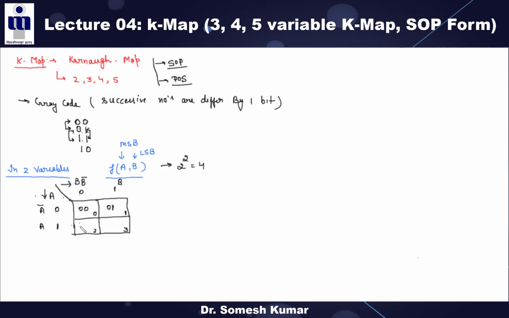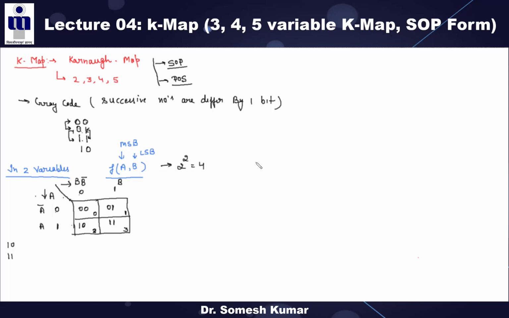Next, this is your 1 0. So this 1 0 represents in decimal 2, right? So this cell number is 2, right? And the next 1 1. So this 1 1 represents in decimal 3. So that's why this cell number is 3, right? So any doubt in this? Because all the K-map is based on this representation. Fine, no doubt. Okay. So this is a way to represent the K-map of the two variables, right?